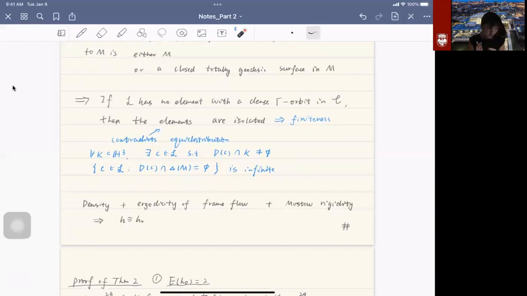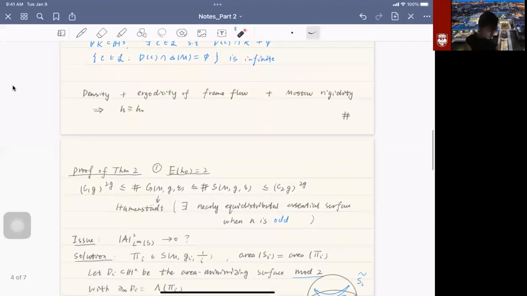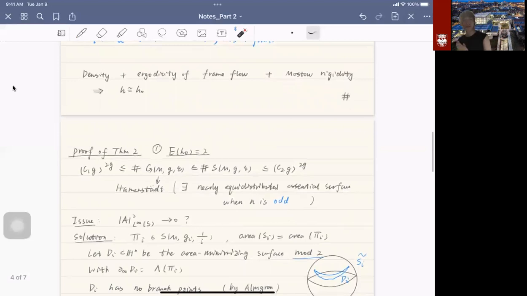Then, just as I said previously, we have this density result, and we apply the ergodicity of the frame flow, and then we can show the metric H on M must be hyperbolic. Then due to Mostow rigidity, that must be isometric to H naught. Okay, that's roughly the proof for dimension 3.